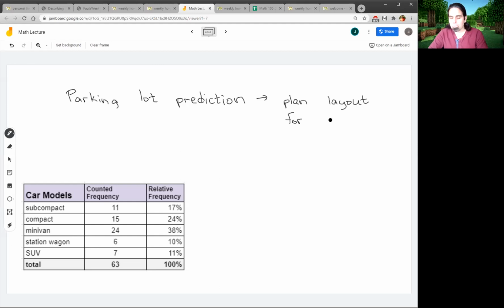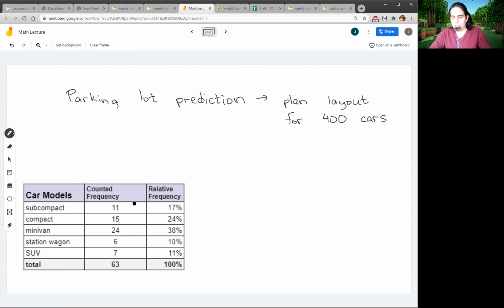Say, what, 200, 300? What's a good big number for a nice parking lot? Let's go with 400. Okay, so 400 cars are going to be there, and we're wondering how many of each type of car we think we'll need to plan.